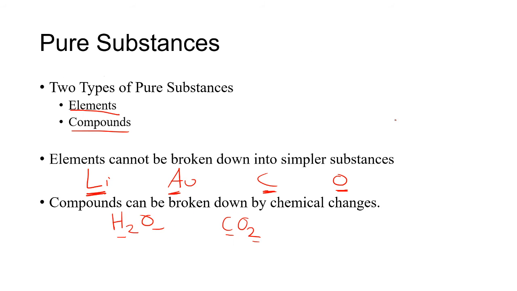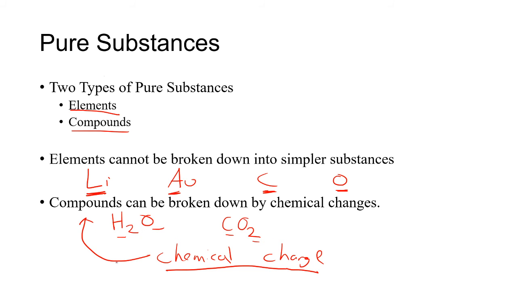Oh, another thing, the only way you can split up a compound is through a chemical change, which we're going to get into in more detail later down the line. Chemical changes are the only way you can split up a compound. Elements cannot be broken down any further. These can be broken down by chemical changes. I listed it right there.